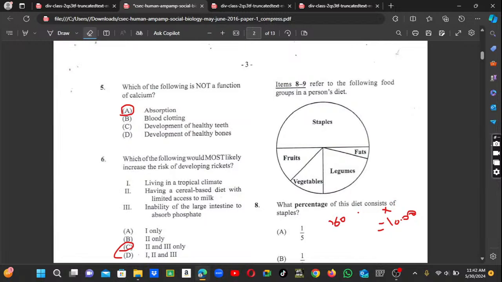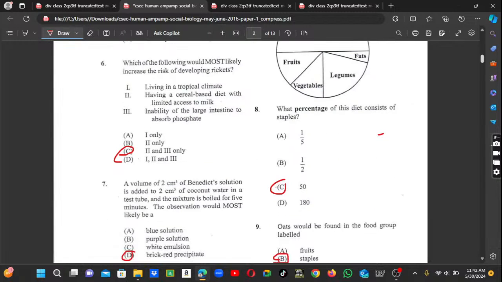Alright guys, moving along to number 6. It says, which of the following could most likely increase the risk of developing rickets? When you're talking about rickets, you're talking about a deficiency condition. So far we can see here 2.